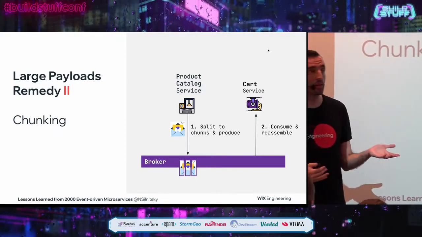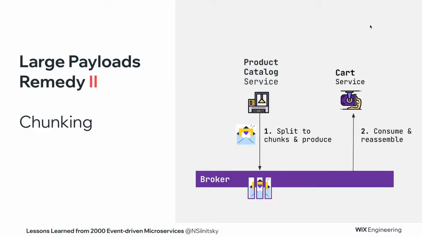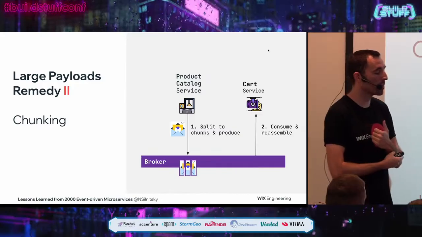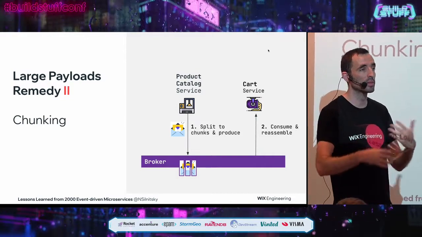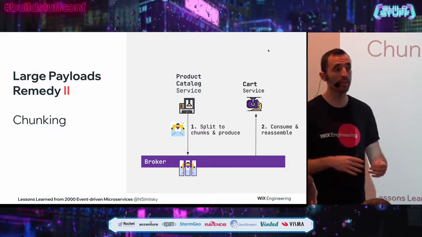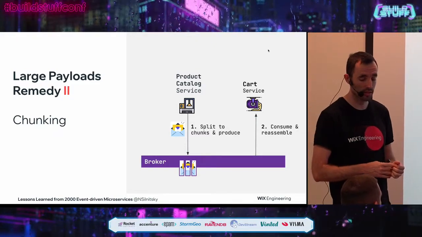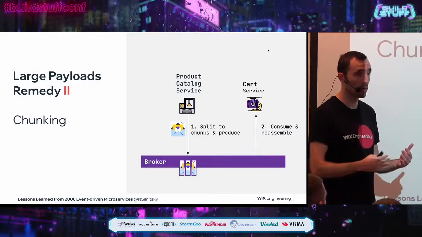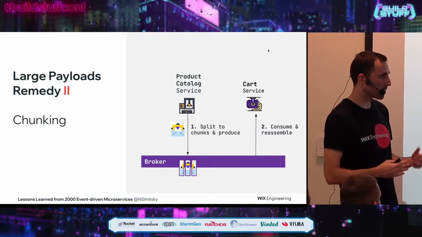So another possible solution is to do chunking. We split the original message into chunks and produce each one separately. Then the CRUD service consumer needs to consume it, and it needs to keep state. It needs to know which of the chunks have already arrived, and once everything arrives, it needs to reassemble it, and then you have the original message and can process it. So this is quite a lot more complex than is usually required.